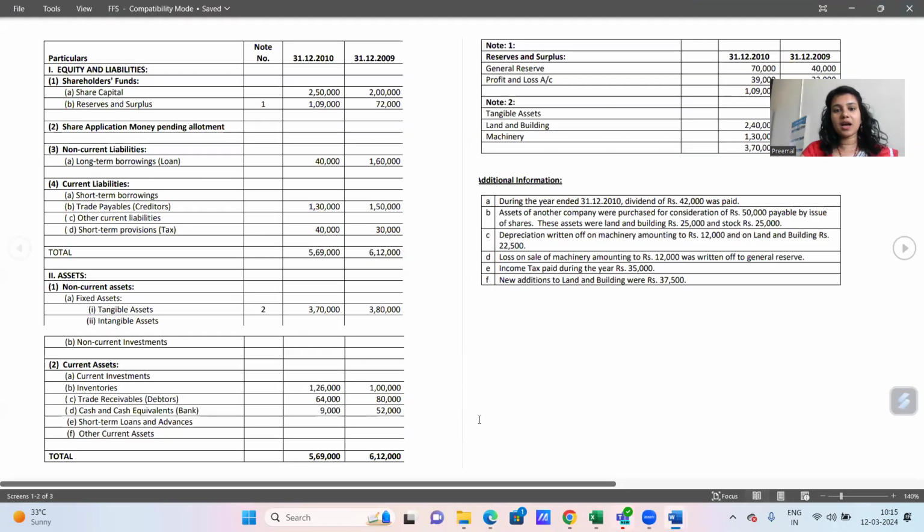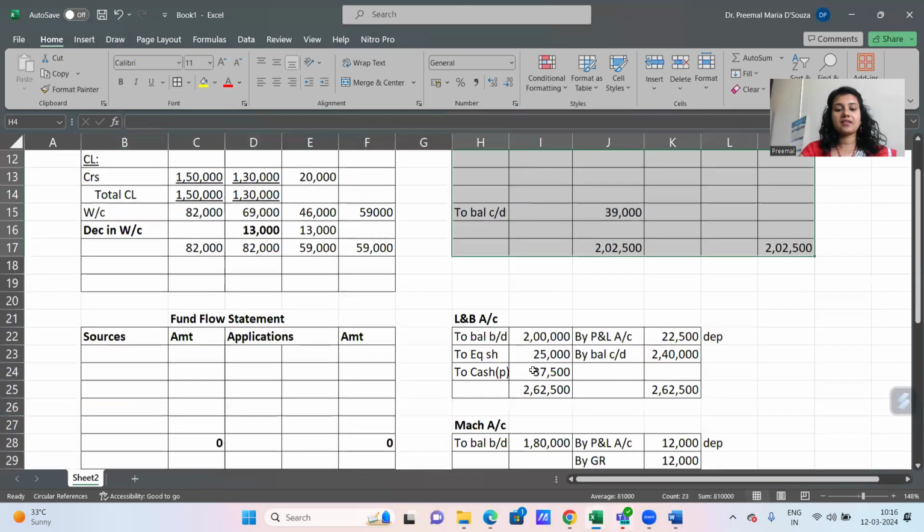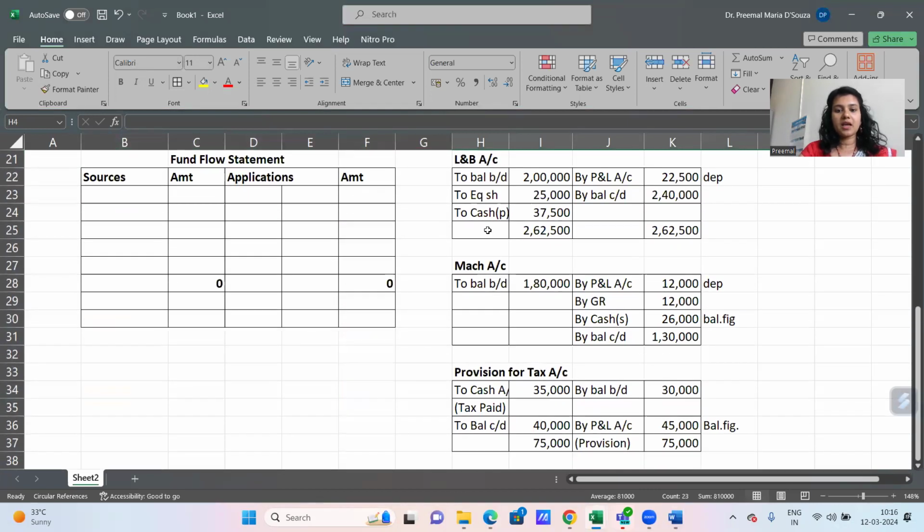So in my previous video, I had finished step 2, which is adjusted P&L account, using the same problem. So we're going to work out the same problem for step 3 as well. So let me show you the answers of step 1 and step 2. The step 1 schedule of changes in working capital is giving a decrease in working capital of 13,000. The step 2 adjusted P&L account is giving us a funds from operation of 1,70,500. And these are the working notes that we have to prepare based on the adjustments that were mentioned.